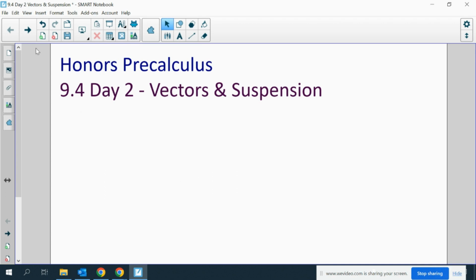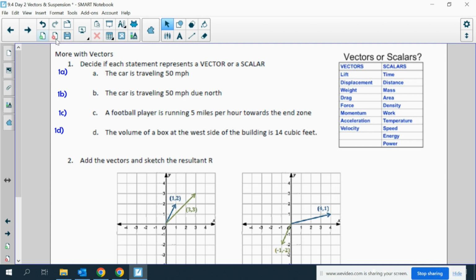This video is about vectors and their relationship with some other things, including suspension problems. So the difference between a vector and a scalar is something that's important to note. A scalar is just something that has a magnitude, but a vector has magnitude and direction.